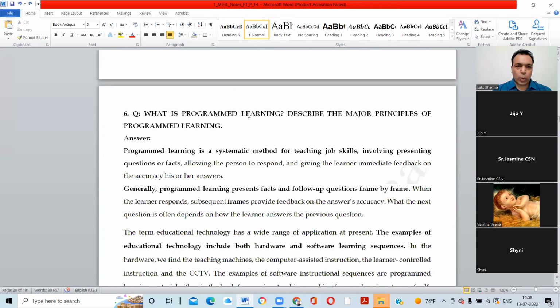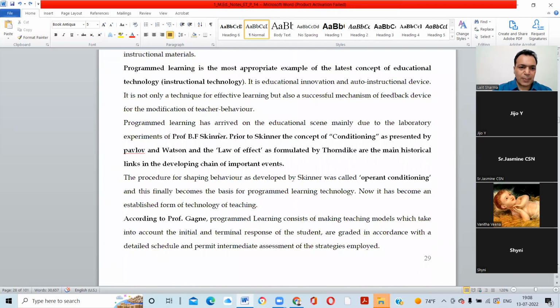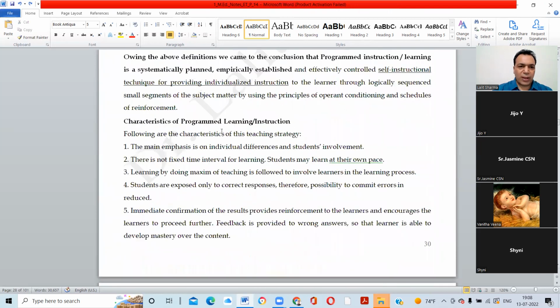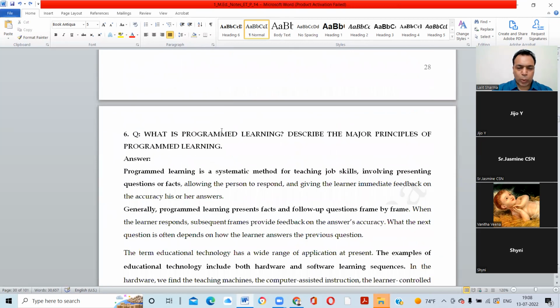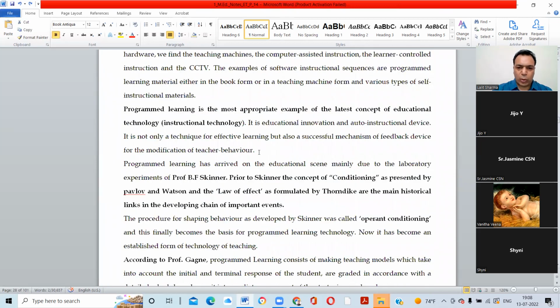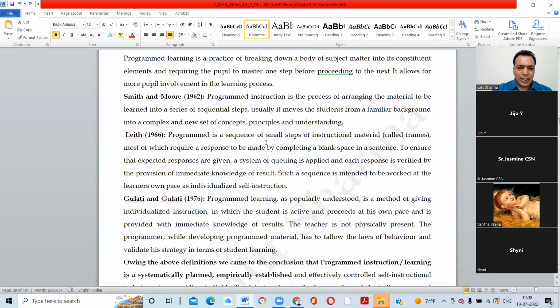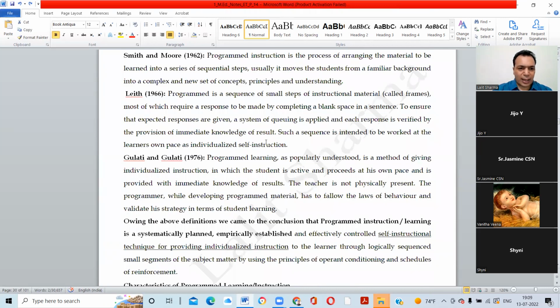Okay, next question: what is programmed learning? Describe the major principles of programmed learning. So for programmed learning, you have to define it: it is individual learning, where the individual learns at his own pace. And what are the major principles? So you have to define all the 4 or 5 principles. Guys, I advise all of you, in programmed learning, learn the definitions of Kulkarni, because it is very easy. You can learn it easily and write it.